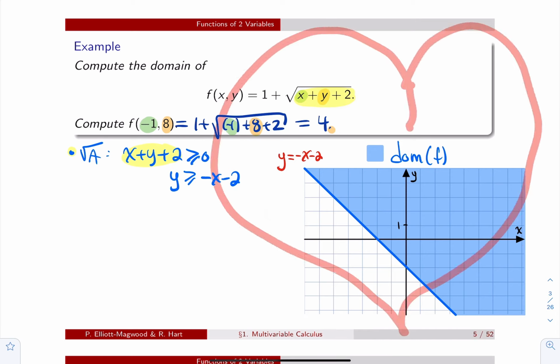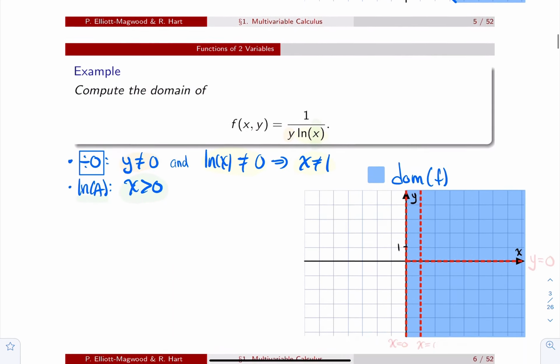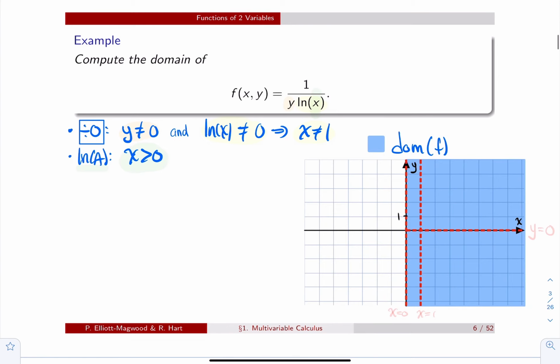All right, let's do one more example of a domain computation. Let's compute the domain of f of x, y equal to 1 over y ln of x. So a lot of action here. We have a denominator, we have a logarithmic term, so we need to find all the pairs in the Cartesian plane where this function is defined. So it's always kind of easier or simpler to think about where does it crash, and you remove those points.